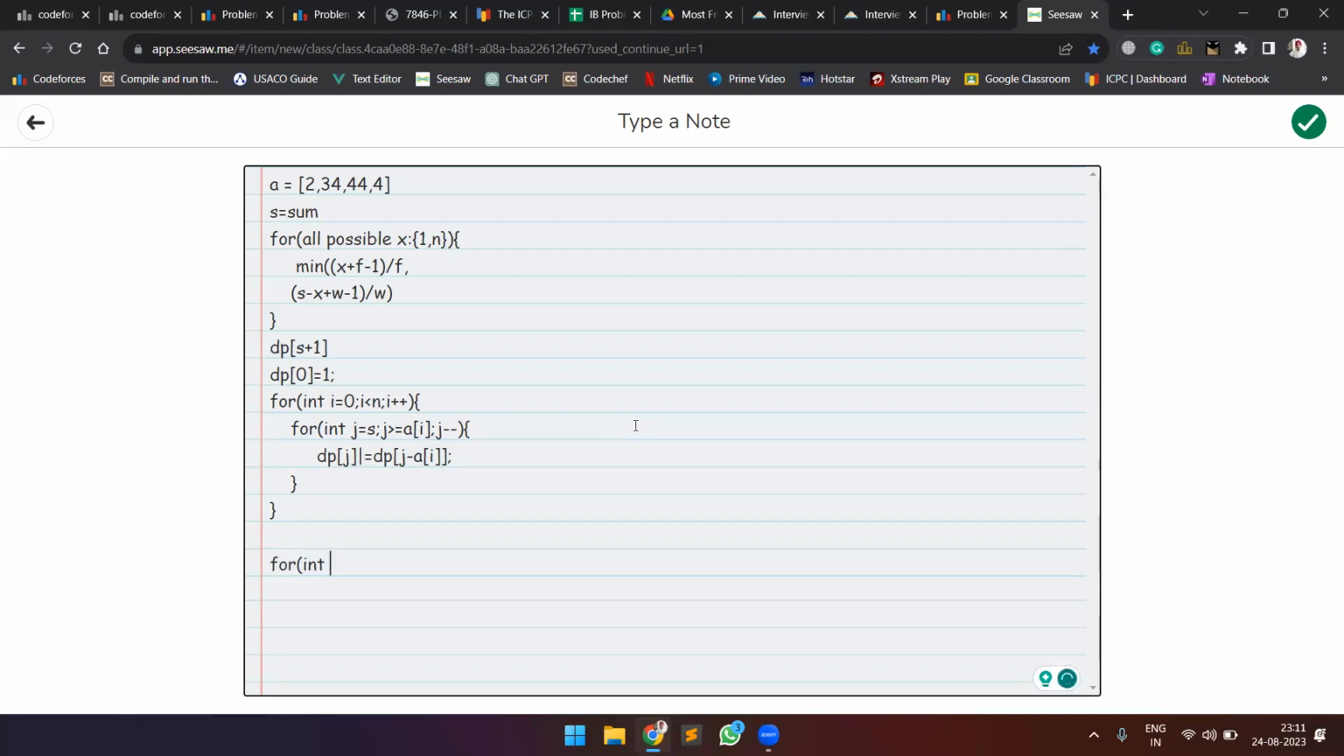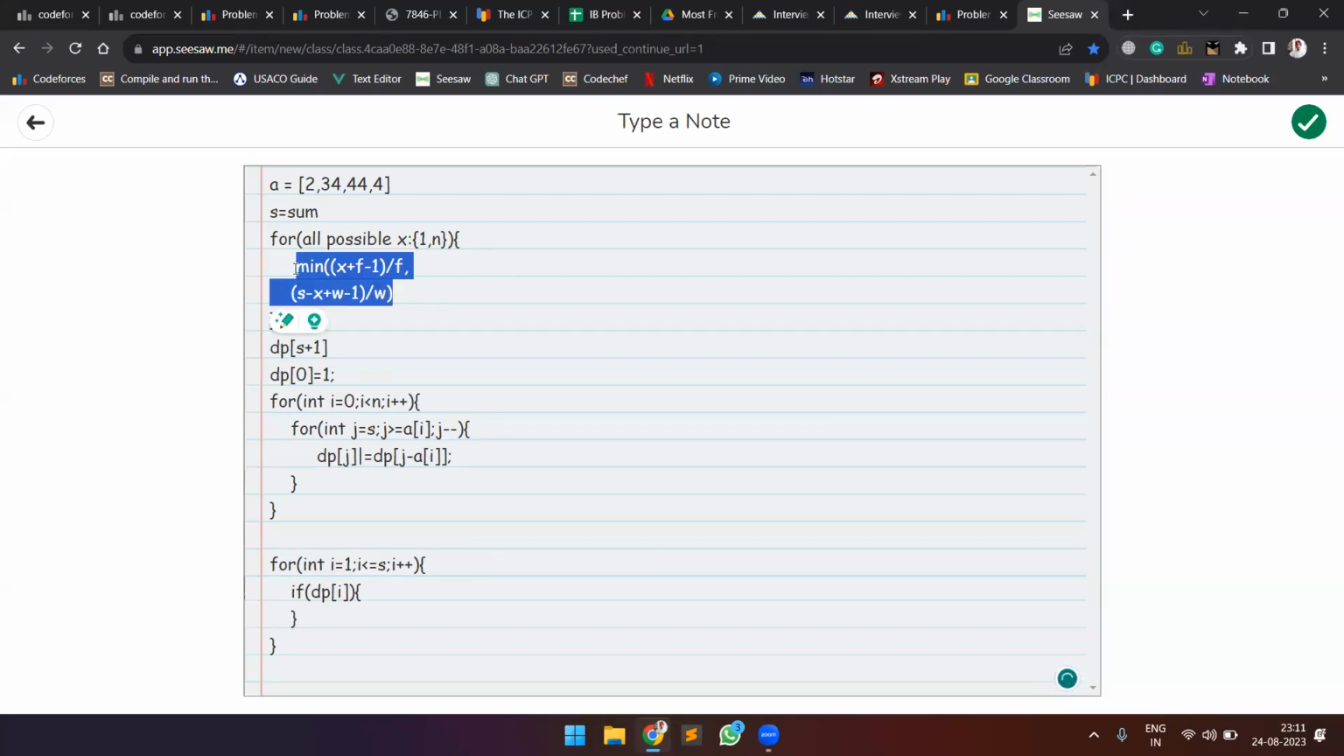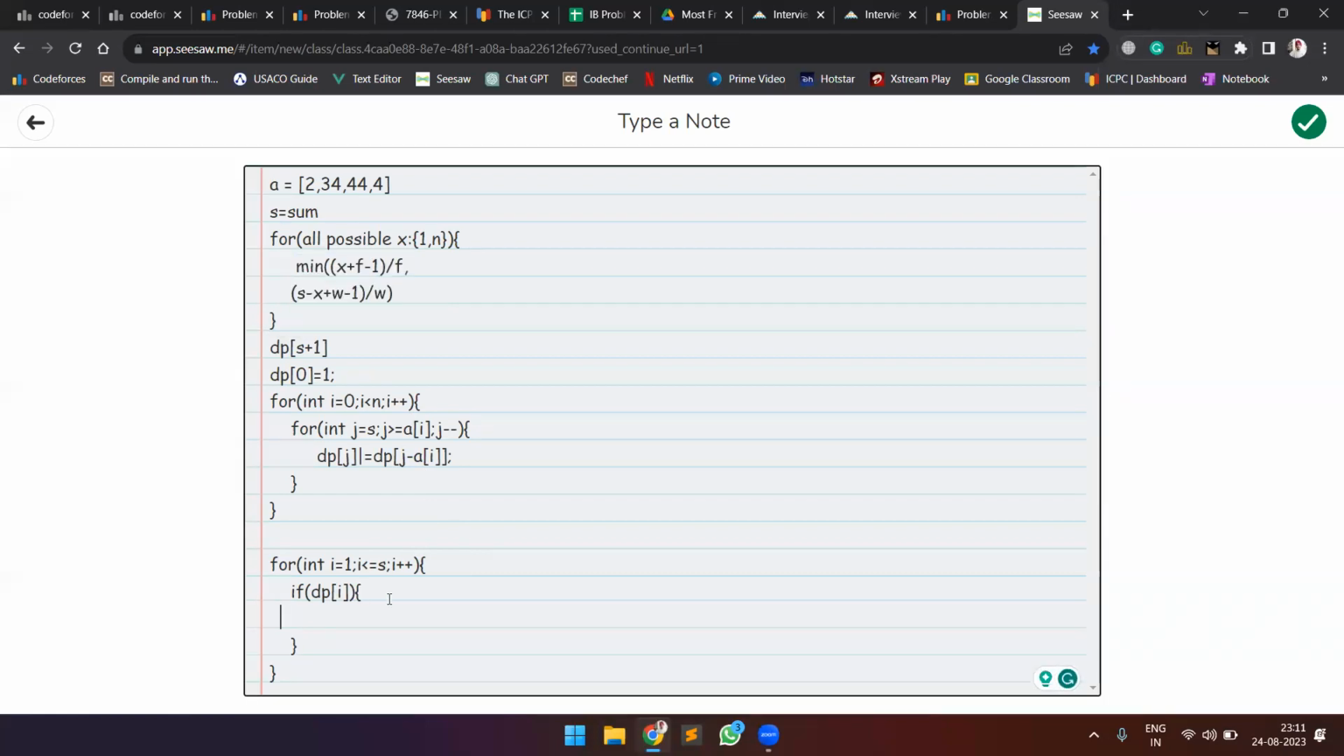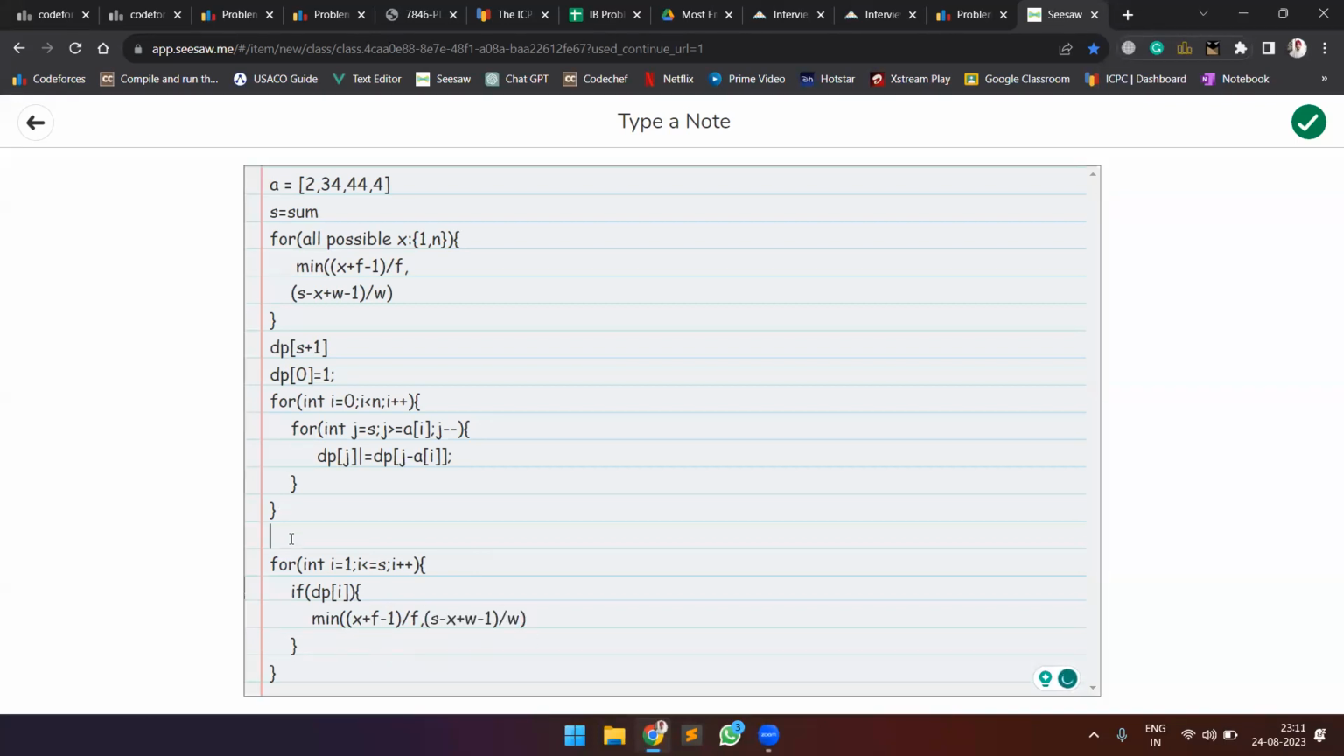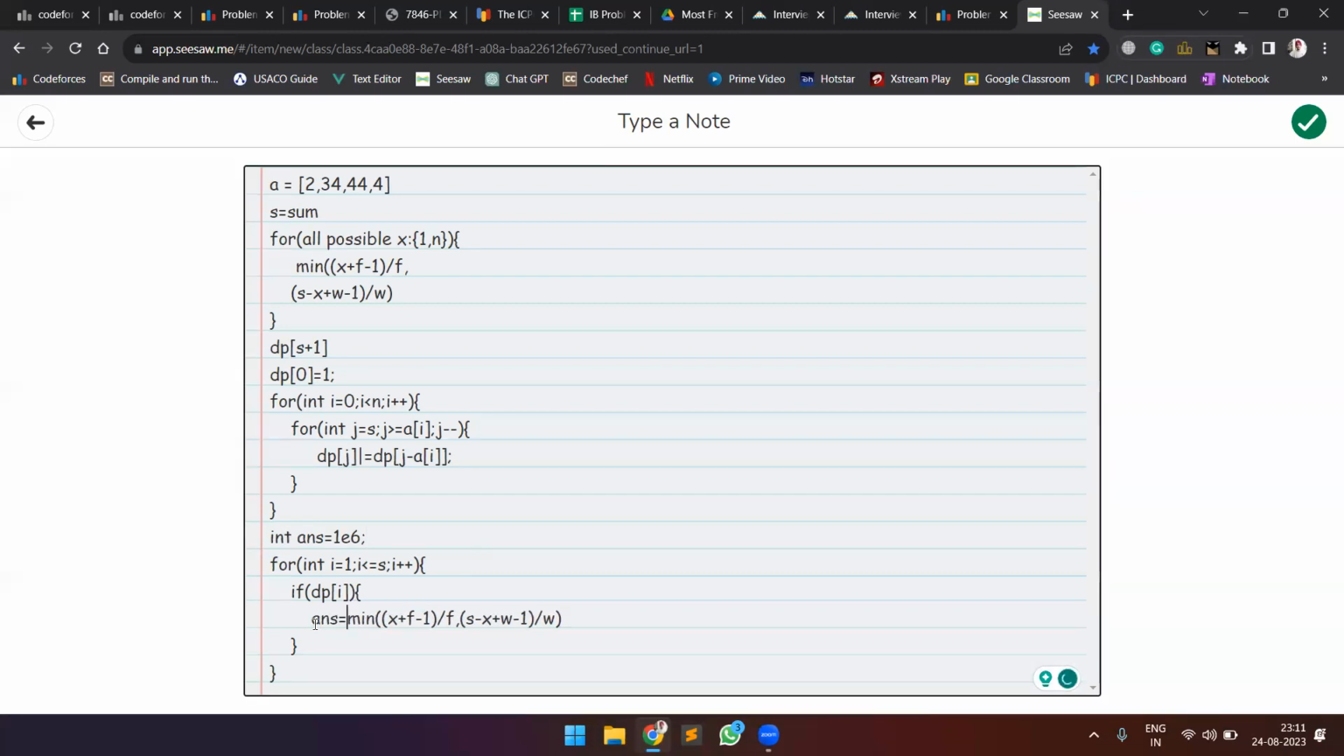So we just iterate for each of the sums, and we see if dp of I equals 1, then we just do this. We take the minimum of this, and we also take a variable answer which is initially 1e6, because 1e6 can be the maximum possible answer. Answer equal to minimum of answer comma.